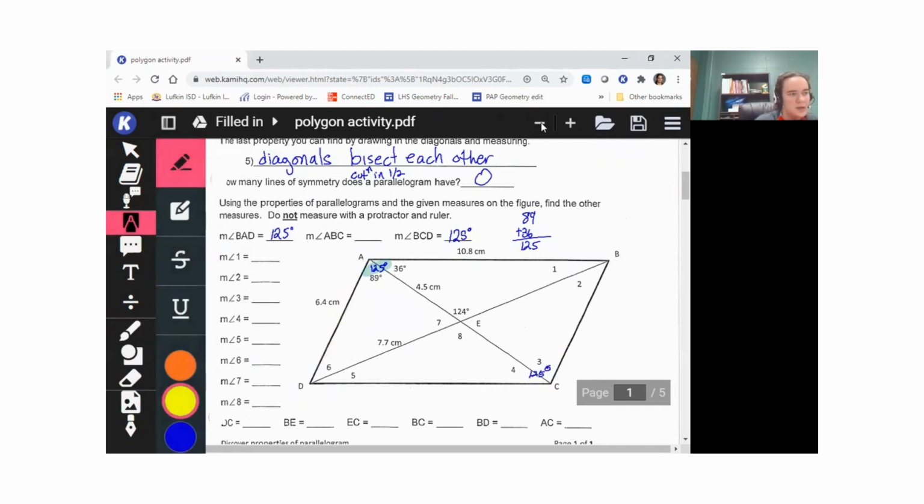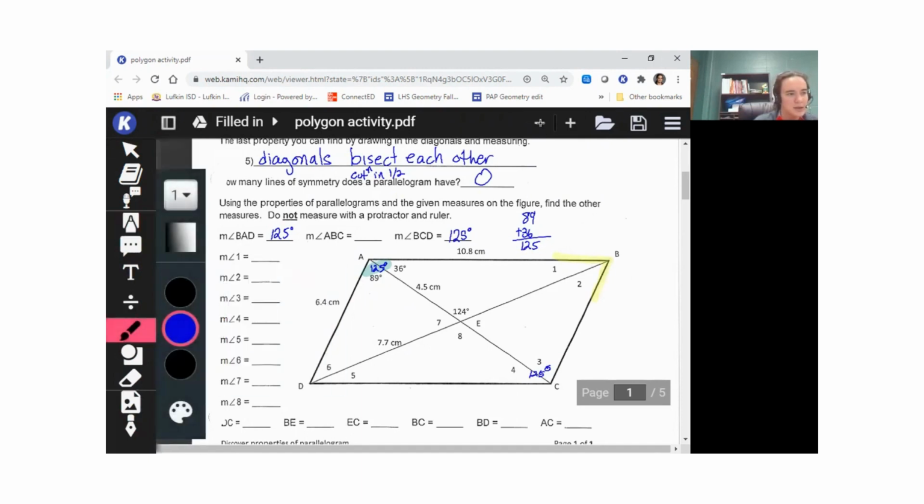And then we need to look for angle ABC. So ABC is this angle. Remember that our same side interior angles are supplementary. So we can subtract that 125 from 180. And when we subtract 125 from 180, we get 55 degrees. And that's the measure for angle ABC. And that's this entire angle is 55 degrees. And that means that this angle down here, angle ADC, is also 55 degrees.